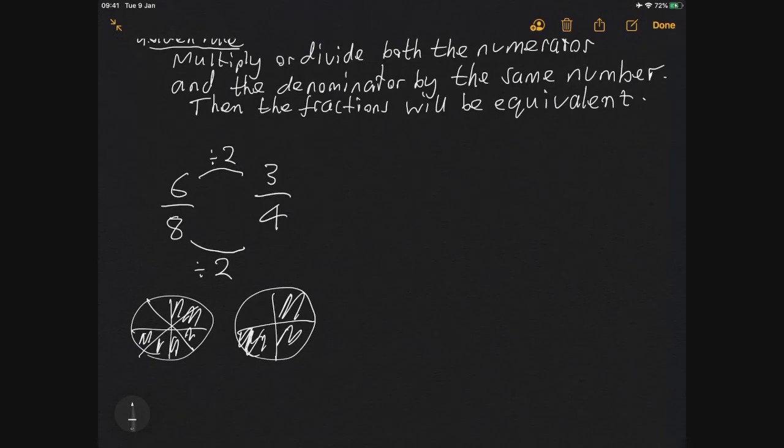Now, let's give it another example, a more realistic example. You might get something a bit more complicated, like 24 out of 90. So let's say, and again, the reason why do you want to have the simplest form?